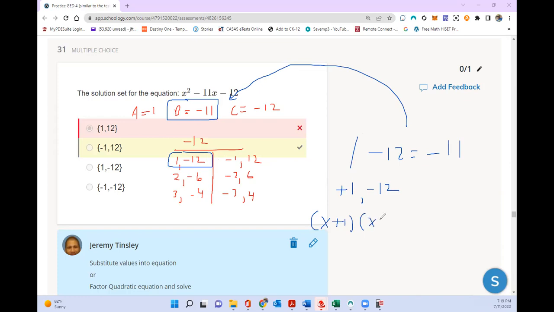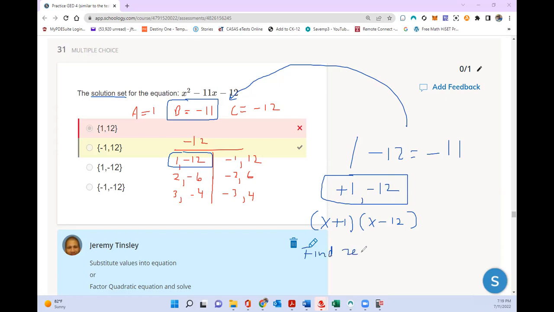X plus 1. Hold on. My two pairs were plus 1 and minus 12. Negative 12. So this is how you factor this quadratic equation: x plus 1, x minus 12. But they want to find a solution set. They want to find the two answers that solve this quadratic equation. So I've got to find my zeros.